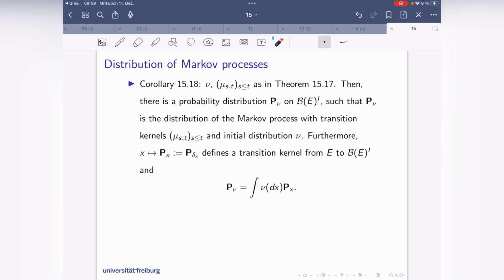Well, that can be defined as follows. We have all these P_x's, and we mix them using our measure nu, which is the initial condition, and then we get P_nu. So that's really also a property of how these P_nu's interact for different nu's. So P_nu arises by mixing the P_x's over this initial distribution nu, which is maybe also pretty clear that this must be the case.